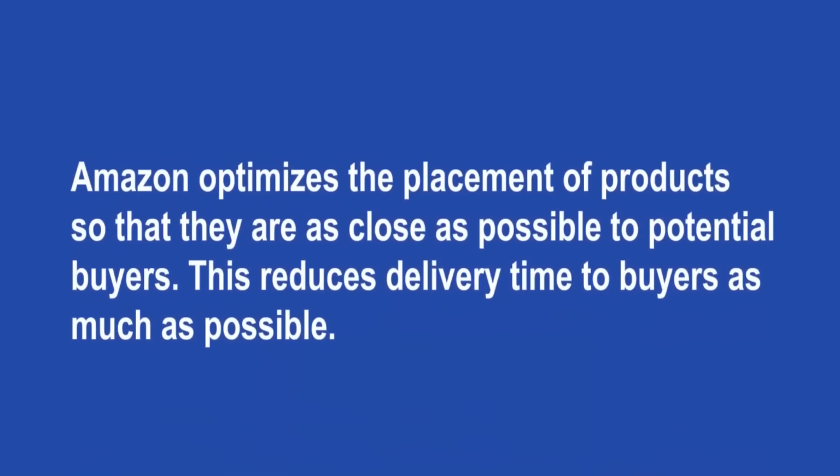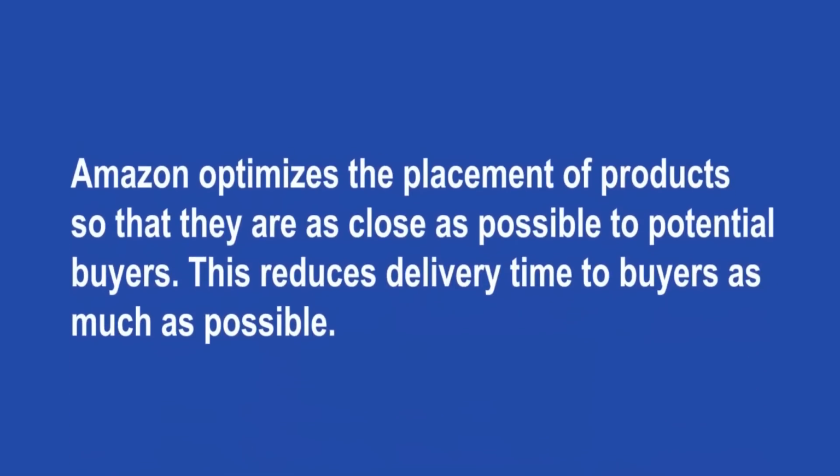So if there are 5 countries and you send 1,000 units, they would calculate automatically what quantity should go into what warehouse. The reason for it is simply because they need to optimize the placement of products so they are as close as possible to the potential buyer. This reduces delivery time to buyers as much as possible. So this is one of the main reasons why they optimize according to demand, and they will distribute according to the demand across multiple warehouses in Europe.